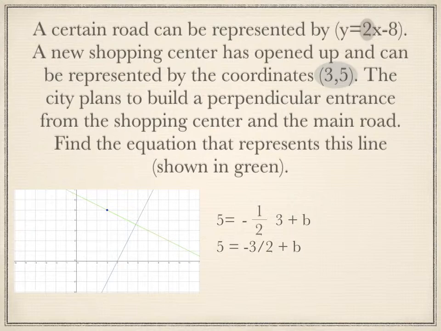plus b. Then we want to get b by itself, so we're going to add 3/2 to both sides, because the opposite of adding -3/2 is subtracting -3/2. And remember, two negatives make a positive, so it's the same as adding 3/2. Then, remember that when we're adding fractions, we have to have the same denominator. So in order to make the 5 have the same denominator, we need to put it over 2.